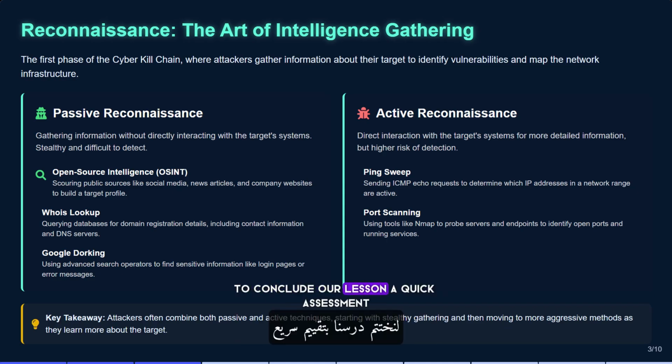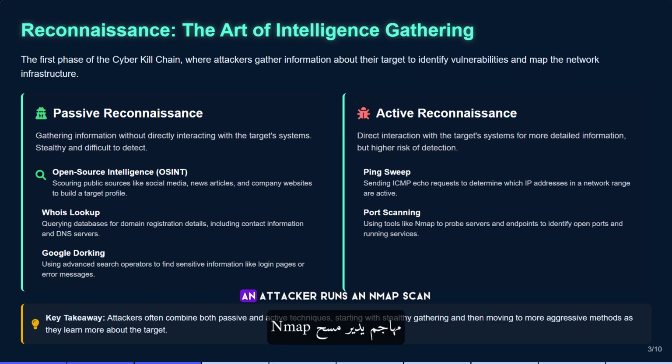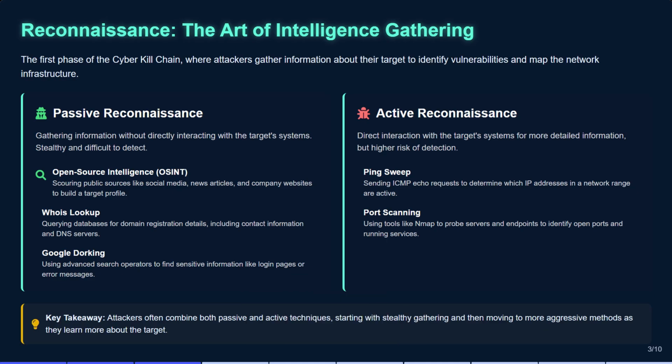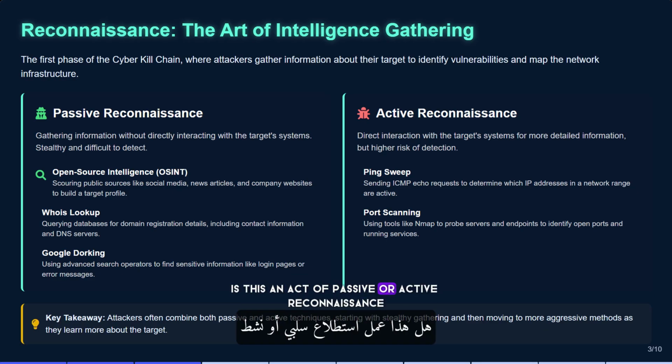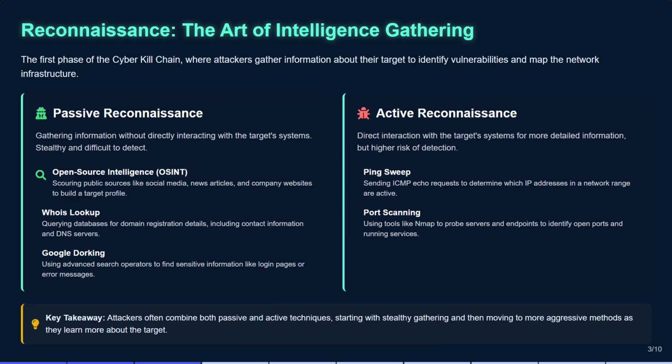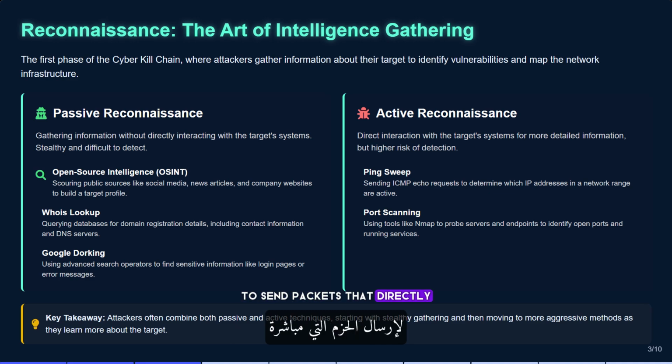To conclude our lesson, a quick assessment. An attacker runs an Nmap scan against a company's web server. Is this an act of passive or active reconnaissance? This is active reconnaissance. The attacker is using Nmap to send packets that directly interact with the company's server. This interaction is not anonymous and can be logged and detected by the target's security systems.